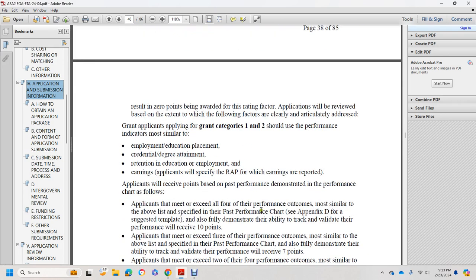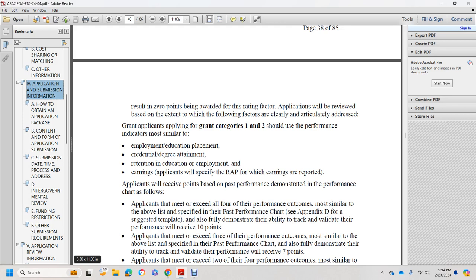Applicants that meet or exceed all 4 of the performance outcomes listed in the past performance charts in Appendix D, and fully demonstrate their ability to track and validate their performance, will receive 10 points.